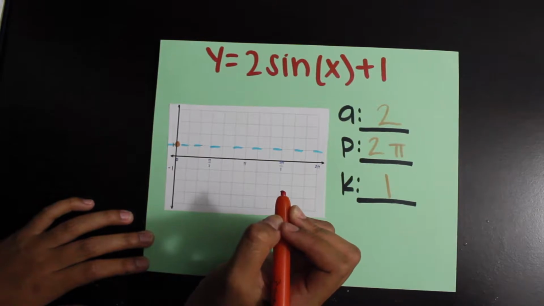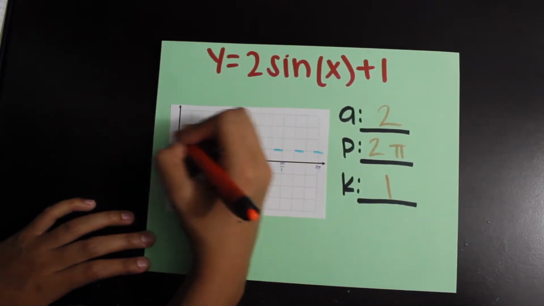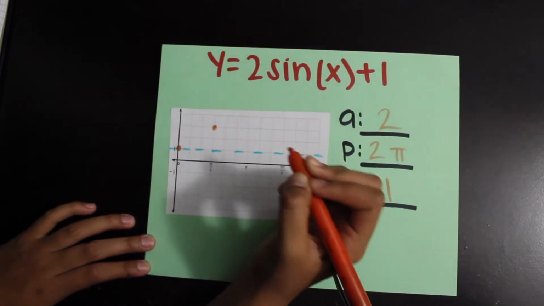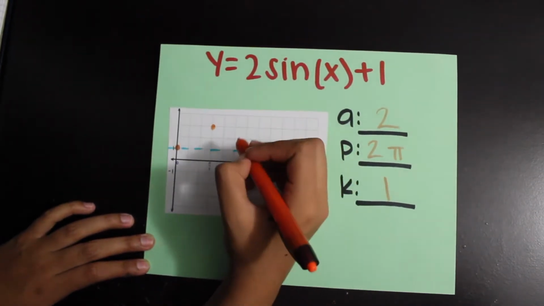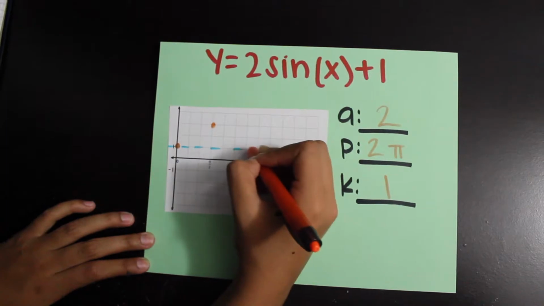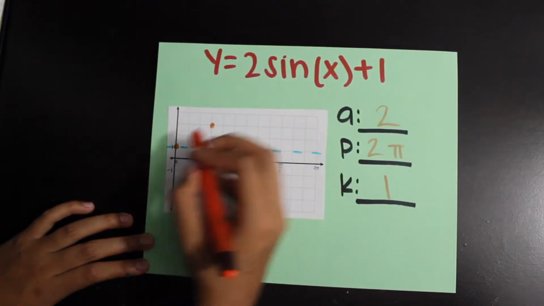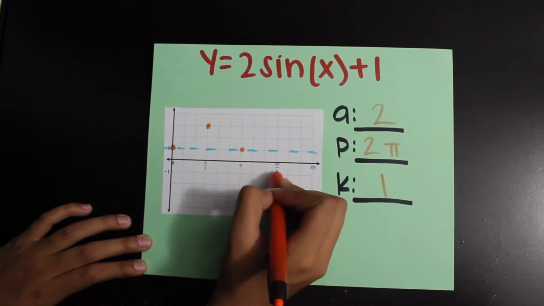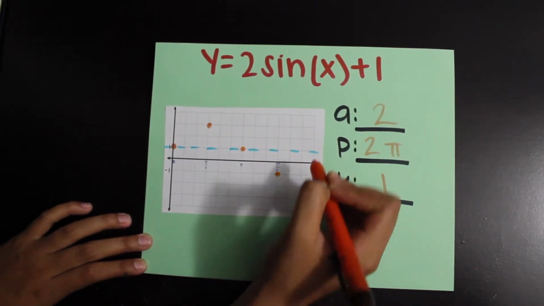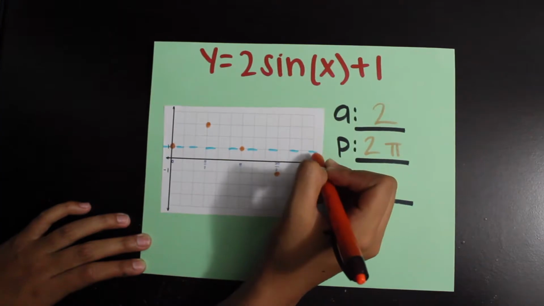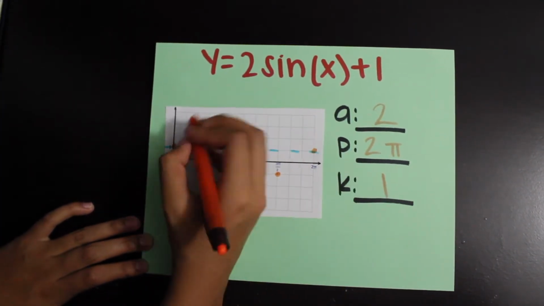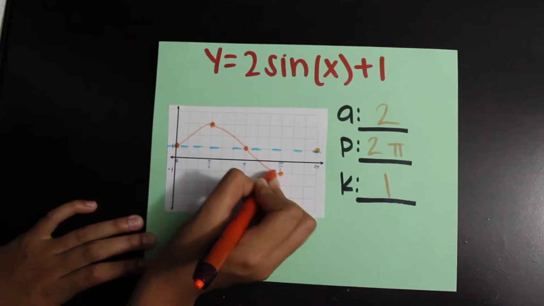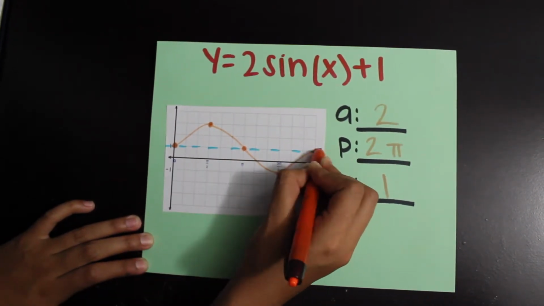We will go up to 1, 2. Then we will go back down to 1, 2, meaning you go back to the midline. You go down to 1, 2, and then go back up 2, 1, 2. And this would be a translation for sine.